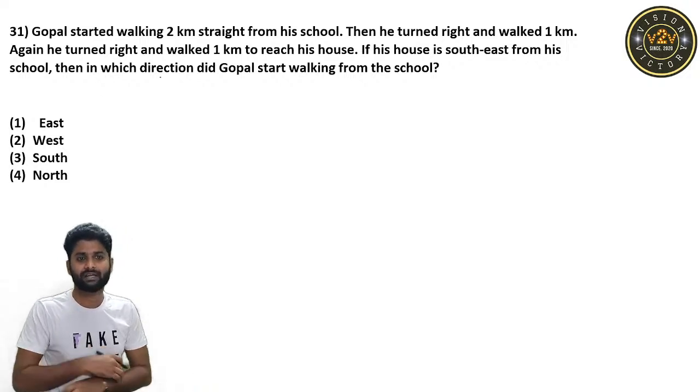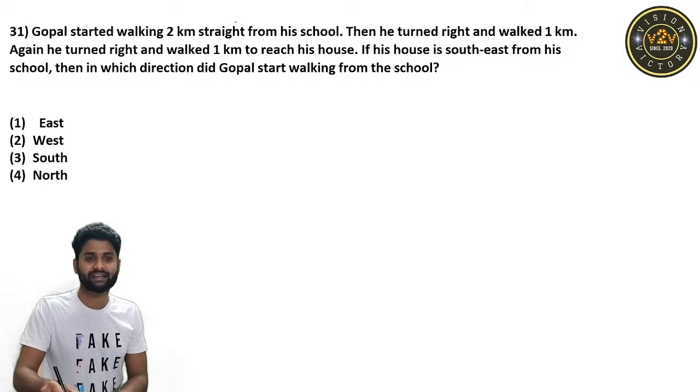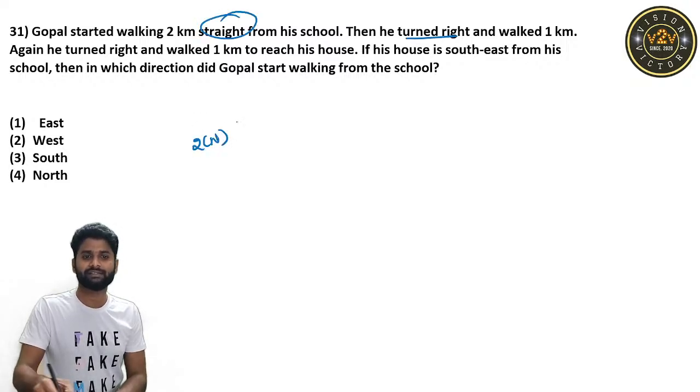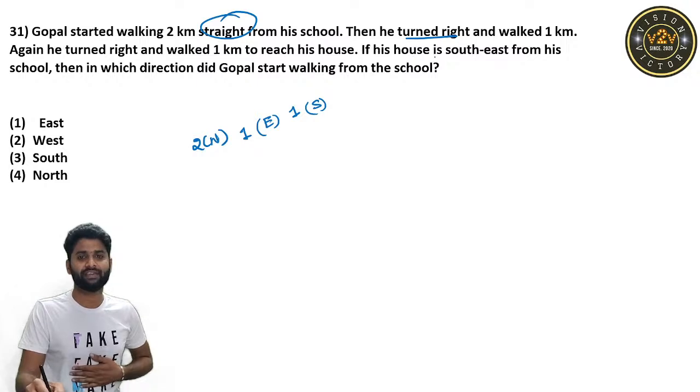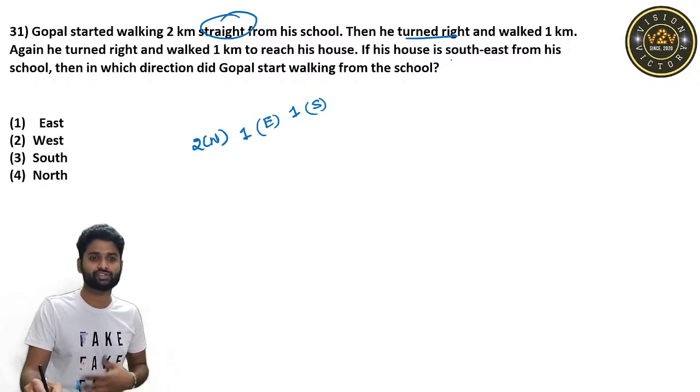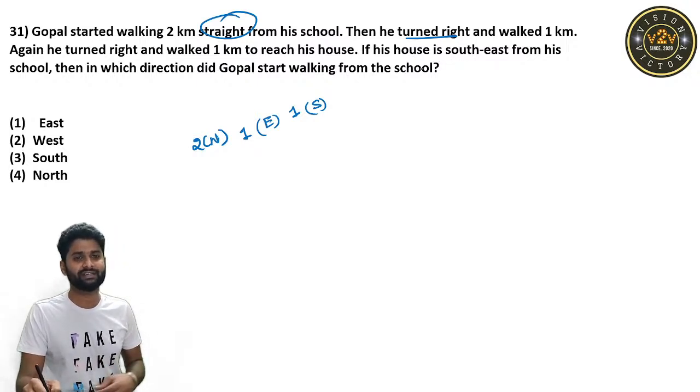Now see, Gopal started walking 2 kilometers straight. Straight is all about the north here in this condition, 2 kilometers north. And turns right side, north right side is east, and walked 1 kilometer. Again turn right side, east right side is south, and walked 1 kilometer. And reaches his house.